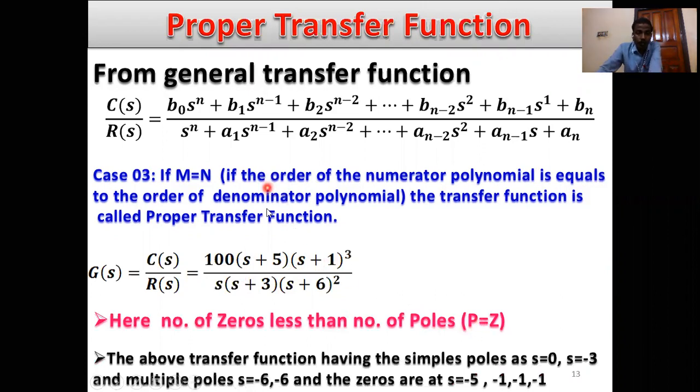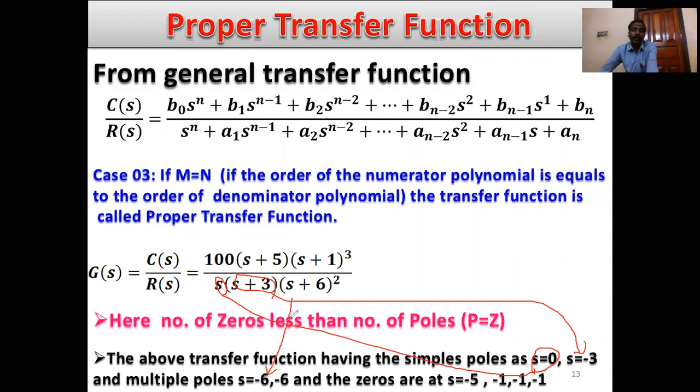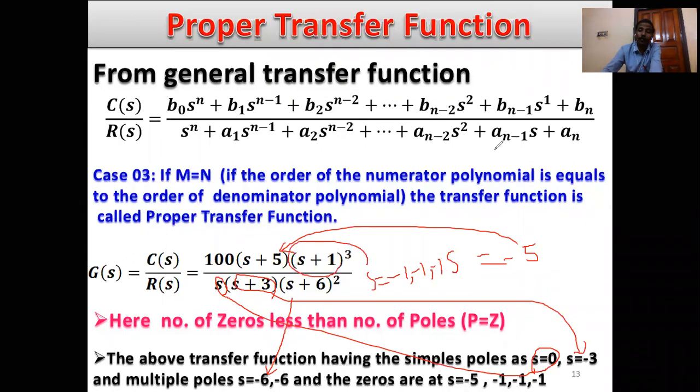And what are the zero and pole positions? Pole positions: the first pole is s equals 0. The second pole is s equals -3. And the third and fourth poles, multiple poles, are at -6, -6. And what is the zero position? s equals -5, this is one zero. And the other zeros are at s equals -1, -1, -1. So three zeros in this case.